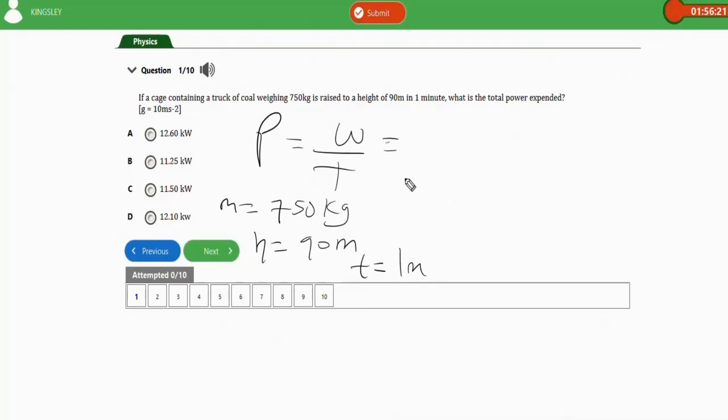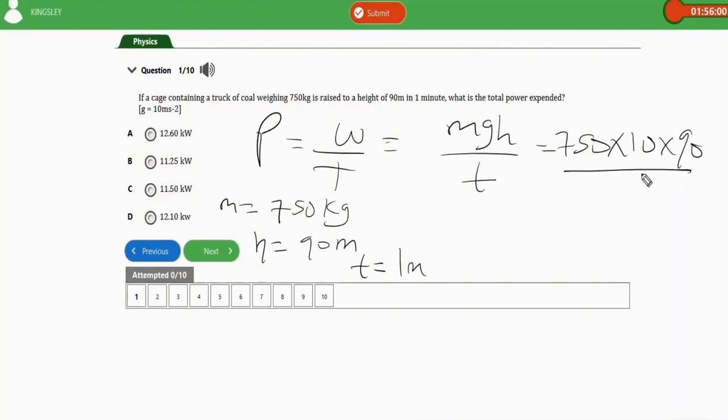So this work is mgh over time. When you plug in the values, you're going to have 750 times our acceleration due to gravity, which is 10, that's g, times our height, 90, over time. If you convert 1 minute to seconds, you have 1 times 60, which is 60. So this will cancel this. Let's punch this on the calculator to get our final result.